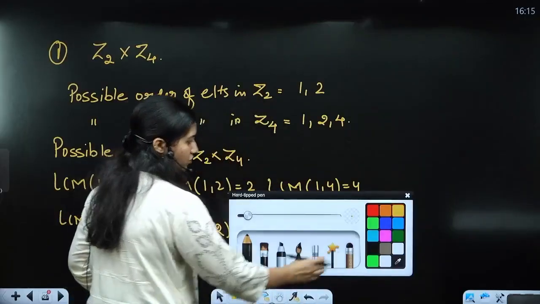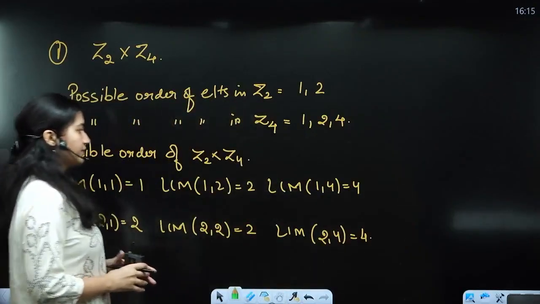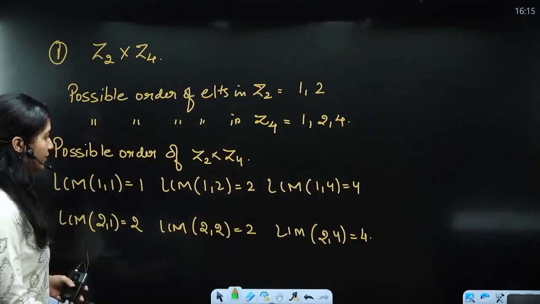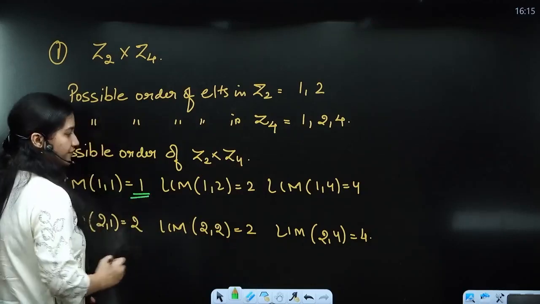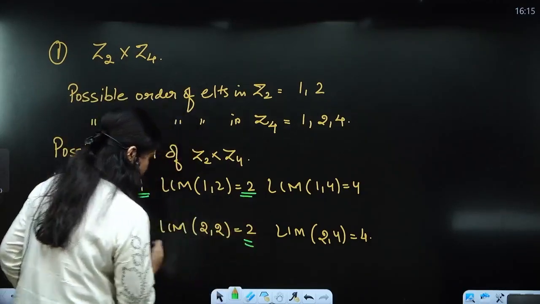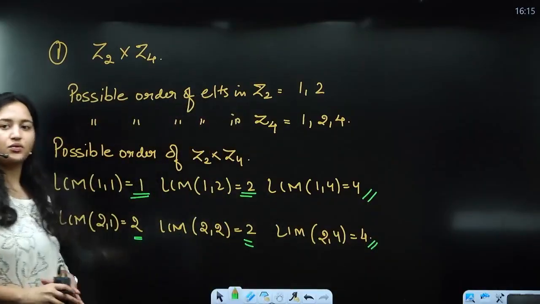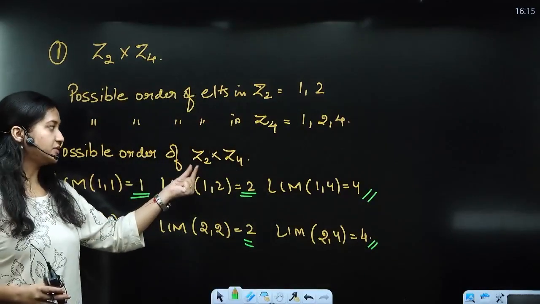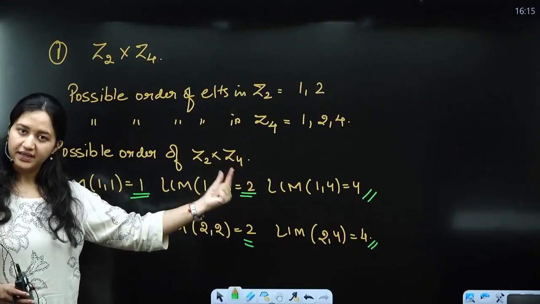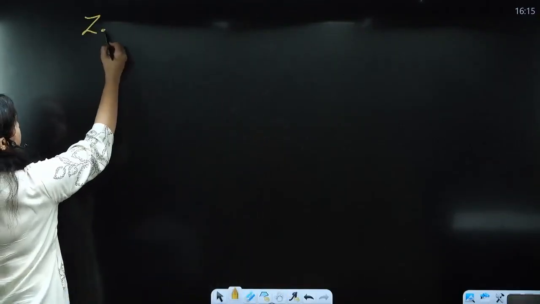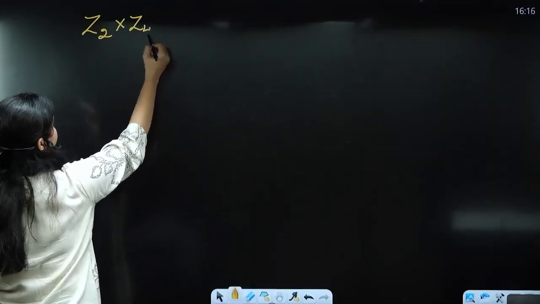Now if you notice, the elements of Z2 cross Z4 are going to be possibly of order 1, 2 and 4, right? These are the only possible orders the elements of Z2 cross Z4 can have, right? Now we will calculate how many such elements there are. How to calculate that? We are talking about Z2 cross Z4, okay?